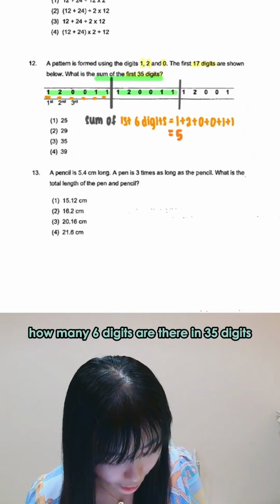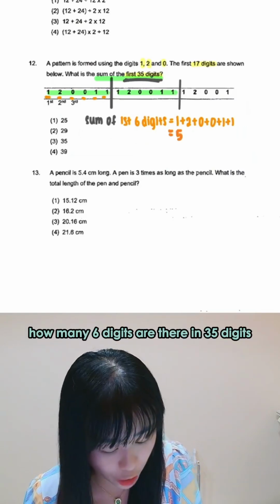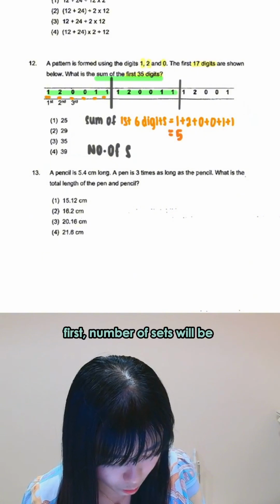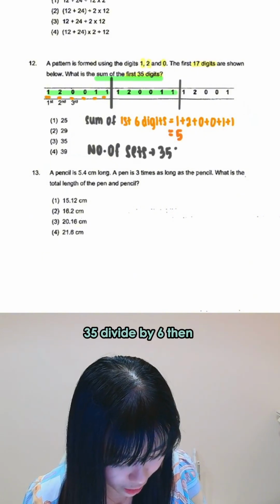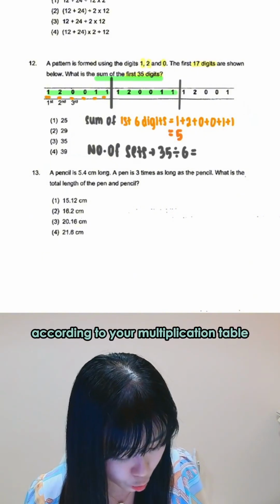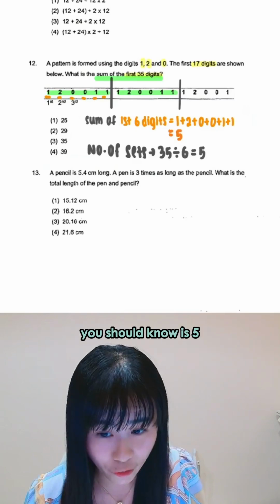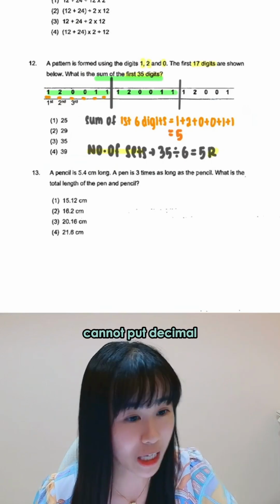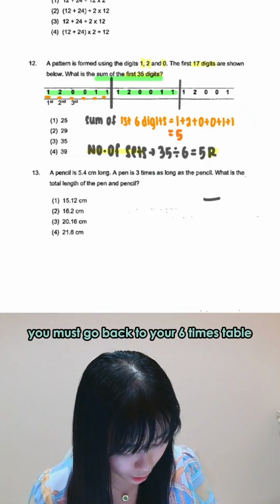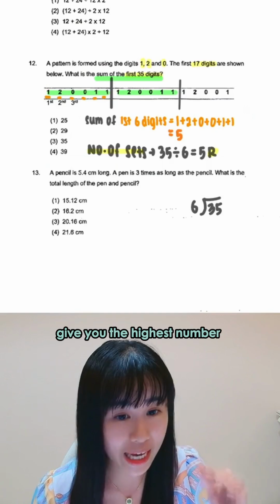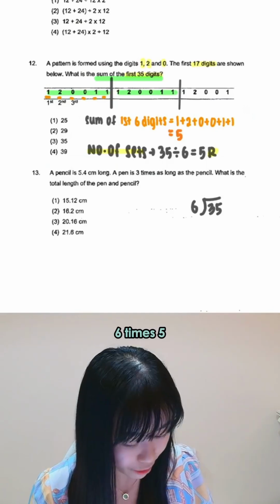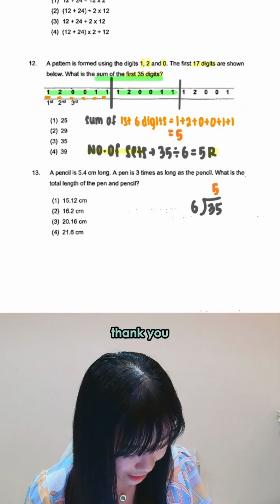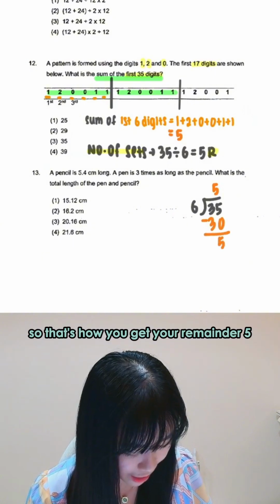I want to know how many 6 digits there are in 35 digits first. Number of sets will be 35 divided by 6. Then according to your multiplication table, you should know it is 5. Every time you find the number of sets, you must find the remainder, okay? Cannot put fraction, cannot put decimal. You must go back to your 6 times table. You know 6 times what gives you the highest number you can put below 35? 6 times 5 gives you 30. So that's how you get your remainder 5.